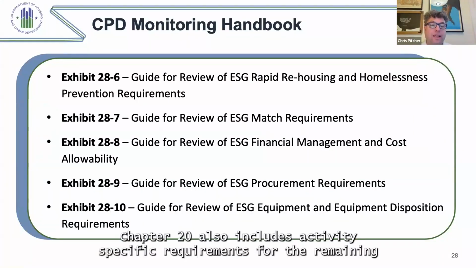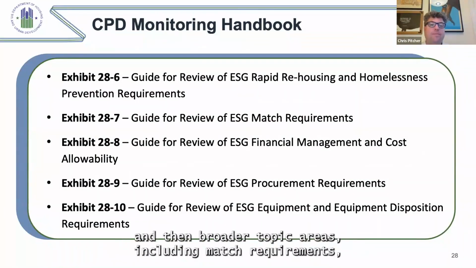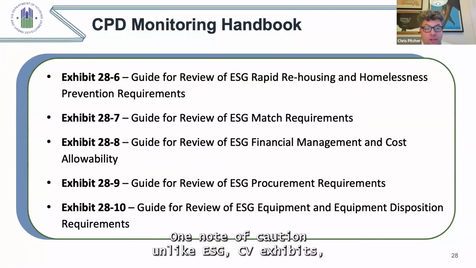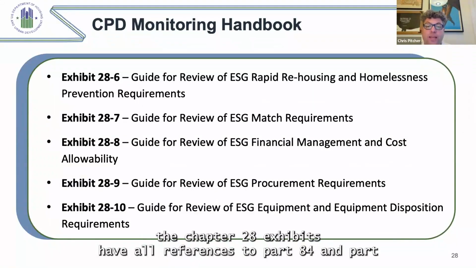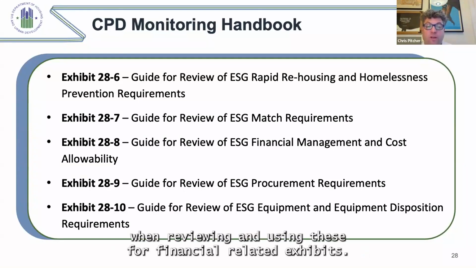Chapter 28 also includes activity-specific requirements for the remaining 2 activities, rapid rehousing and homelessness prevention, and then broader topic areas including match requirements, financial management, procurement, equipment, and equipment disposition. One note of caution, unlike ESG CV exhibits, which HUD developed more recently, the Chapter 28 exhibits have older references to Part 84 and Part 85 instead of 2 CFR 200. So just be aware of that when reviewing and using these for financial related exhibits.